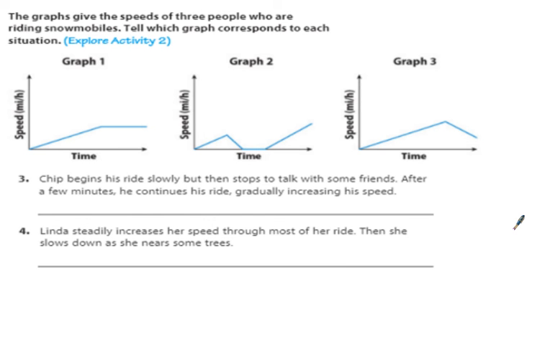So it says Chip begins his ride slowly, but then stops to talk with some friends. After a few minutes, he continues his ride, gradually increasing his speed. So we're looking for something that increases, at some point stops, and then increases again.